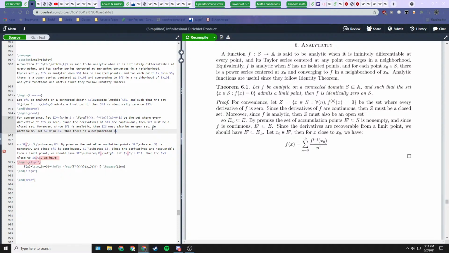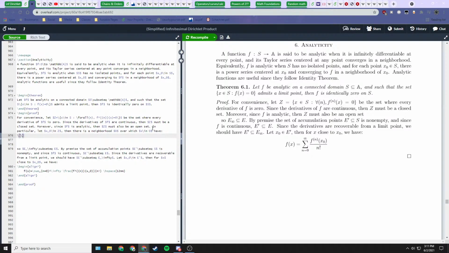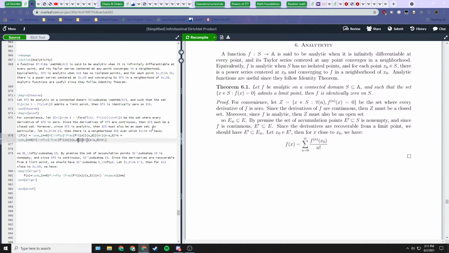neighborhood O over which x in O have this Taylor series. So f of x is the sum, n equals 0 to infinity, of the nth derivative of f at x0 over n factorial, times x minus x0 to the power n. But this is just the summation of all these zeros. All these derivatives are 0, which is just 0.